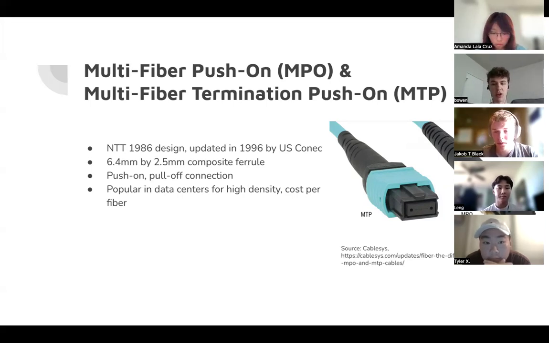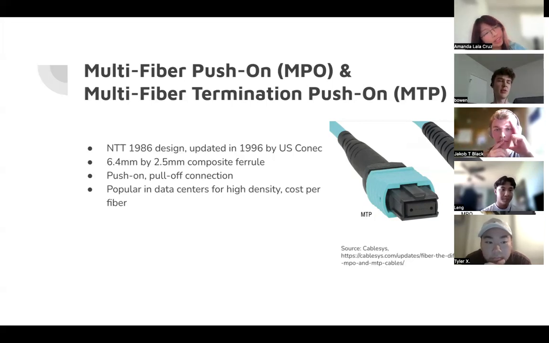It's push on, pull off, and it's not very good in the field because it's not so good with dirt and debris coming around. But it's really popular in data centers because it has super high density. You can usually fit 12 or 24, but I think you can fit up to 64 fibers in there. And the cost per fiber is pretty low compared to other things. The cost per cable is high, but if you look at cost per fiber, it's pretty inexpensive. It's pretty efficient, and it's favored for high amounts of bandwidth. So yeah.